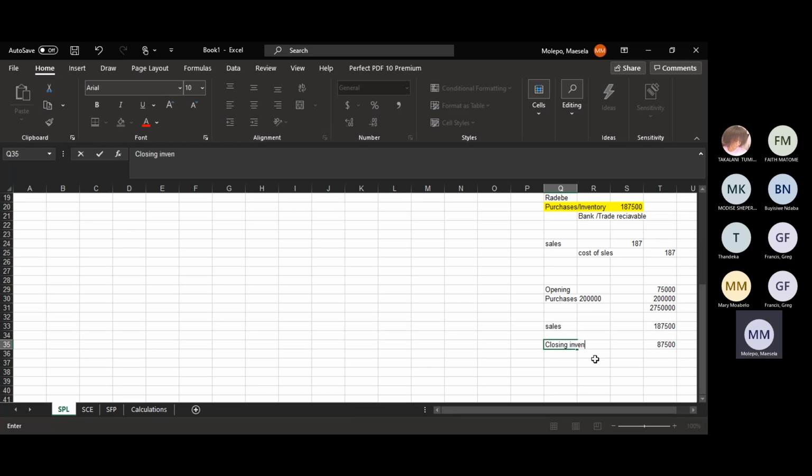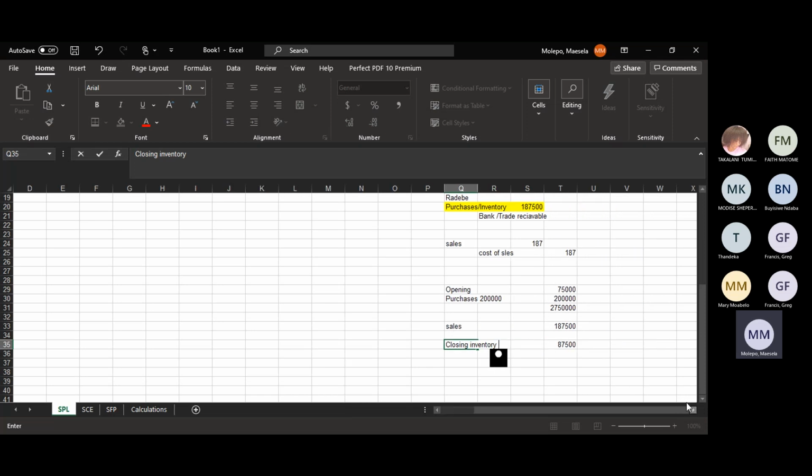When we manipulate according to the information given, it will be like this. We have a closing balance of 50, and then we have the selling of 187,500, and then the opening balance was 75. So it means the purchases will be the balancing figure. So we have 187,500.